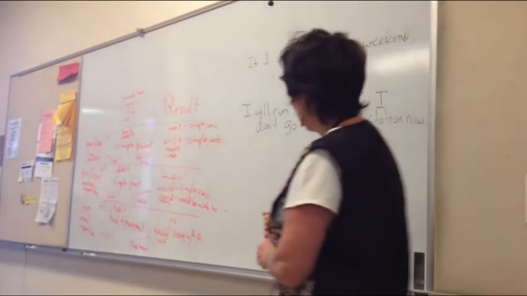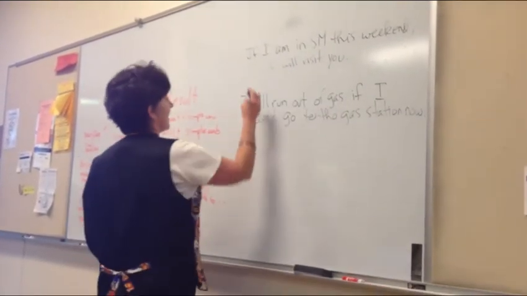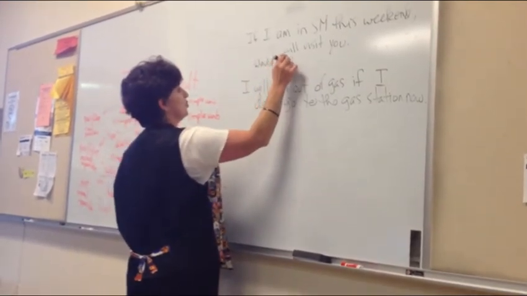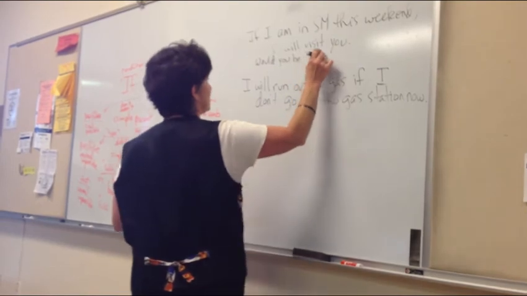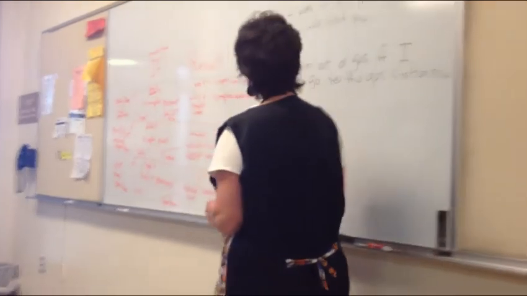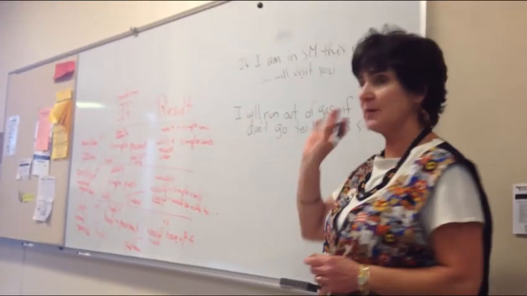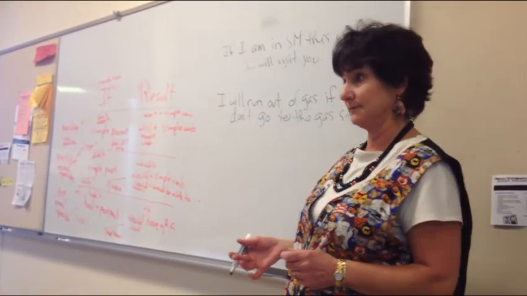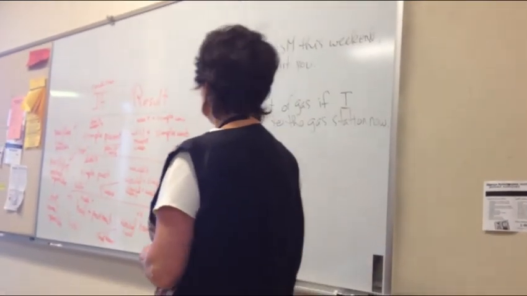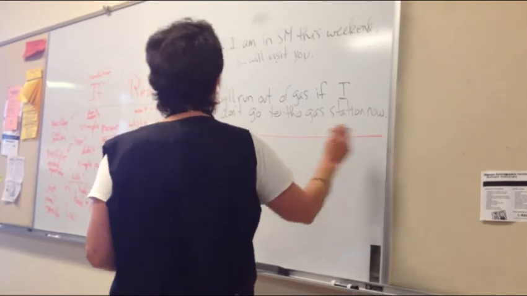Okay? And then I might say, another result. Would you be happy to see me? Oh no, that one doesn't work because that turns into a number 2. So never mind. So if I am in Santa Maria, I will visit you. Both of those are number 1s. They could happen. So now let's go down to things that are impossible. That will never happen.